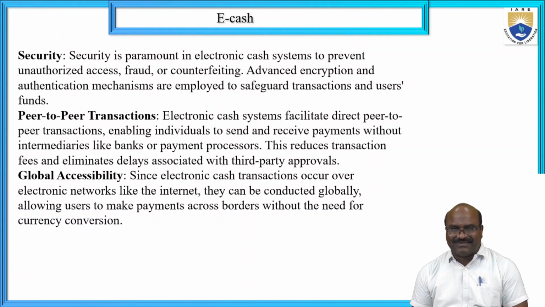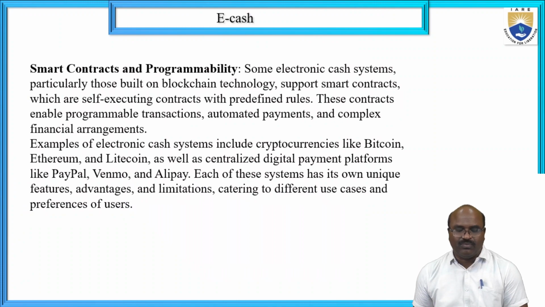And global accessibility. Global accessibility is also one of the characteristics or benefits of eCash transactions. Since electronic cash transactions occur over electronic networks like the internet, they can be conducted globally, allowing users to make payments across borders without the need for currency conversion. So global accessibility is very easy compared to other transactions. That is also one of the important things.